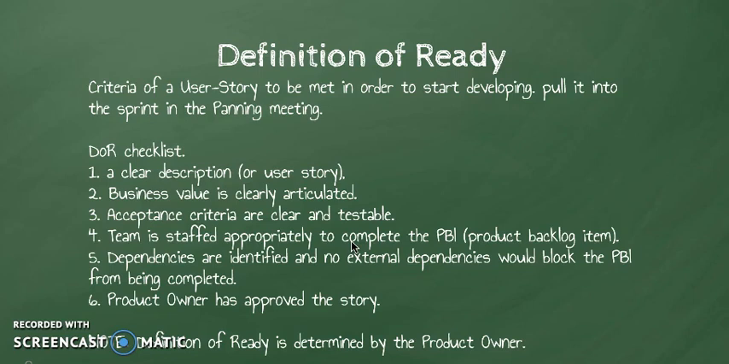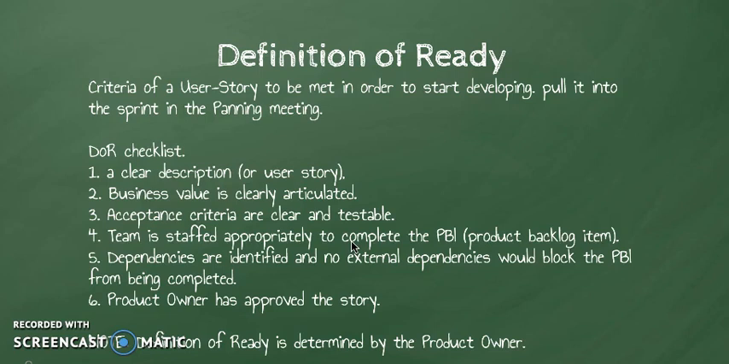The second point, a business value is clearly articulated. Means not like we start a sprint, then we start working on the login page and one guy is working on an end page, final page. Not like that. It should be a sequential way. The third thing, acceptance criteria are clear and testable. It should be clear what exactly the acceptance criteria we need.